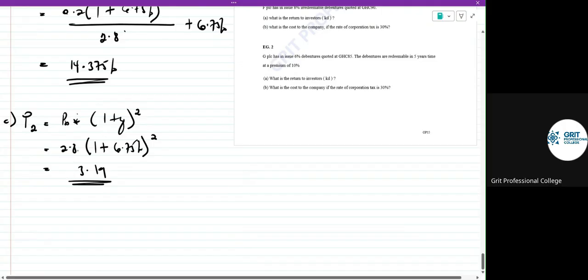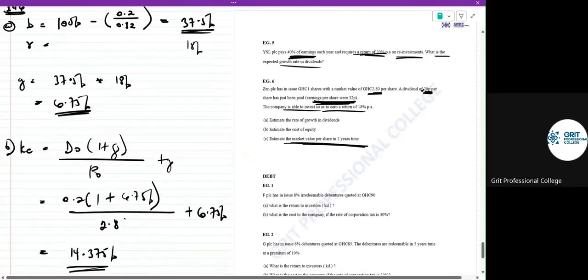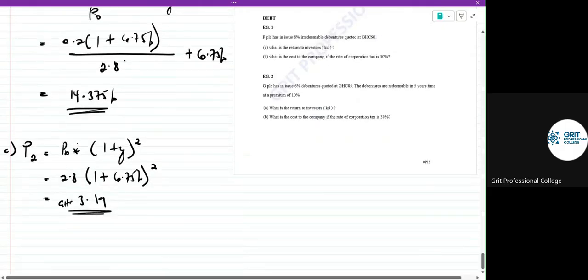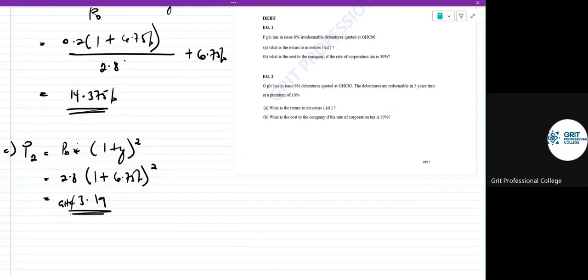Is it supposed to be cedis, or is it dollars? Okay, it's cedis. Okay. I hope that is clear.